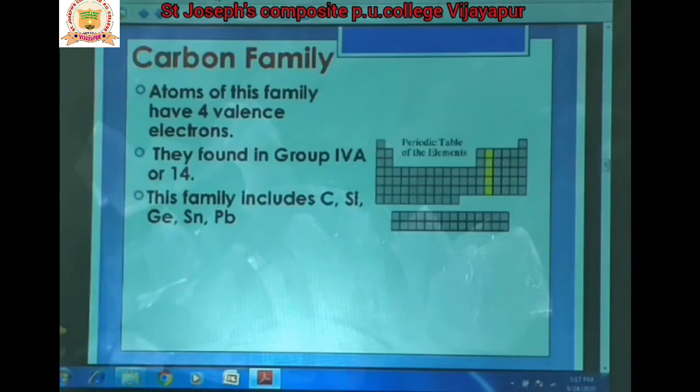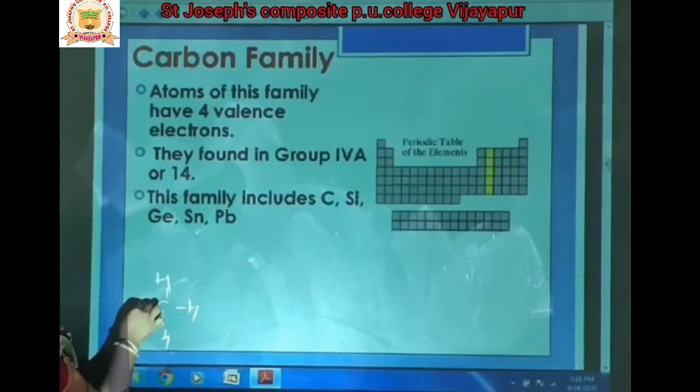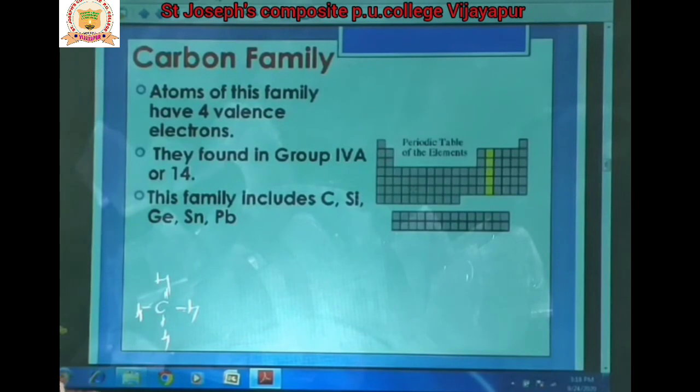Atoms of this family have 4 valence electrons. So, the valency is 4. Carbon shows the valency of 4, no? The combining capacity of carbon is 4. This is called valency. Valency is combining capacity. Its valence shell consists of 4 electrons, so it shows the valency 4. Like that, 13 family, valency 3. Then group 1, group 2 alkaline earth metals, valency 2, like that only. Here this carbon family shows the valency of 4.